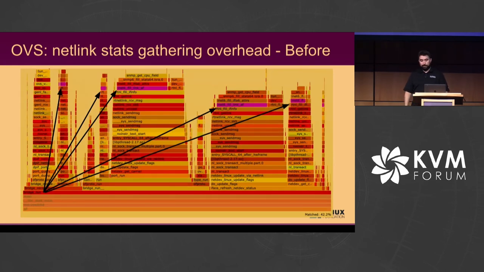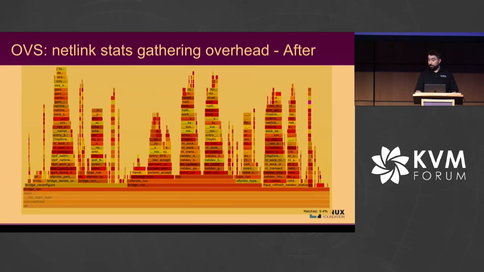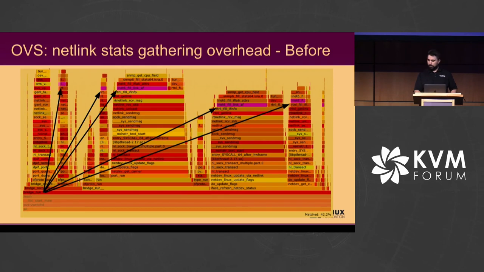And in true form, I love my flame graphs, and clearly when you take a flame graph, this issue stands out like a sore thumb. You can see that OVS's bridge run function here is doing all sorts of whatever, and it's just spending all this time in this inet fill link AF, whatever that is, getting stats. But the thing is, it's not actually reading any of those stats when the call returns, so it's just completely pure overhead.